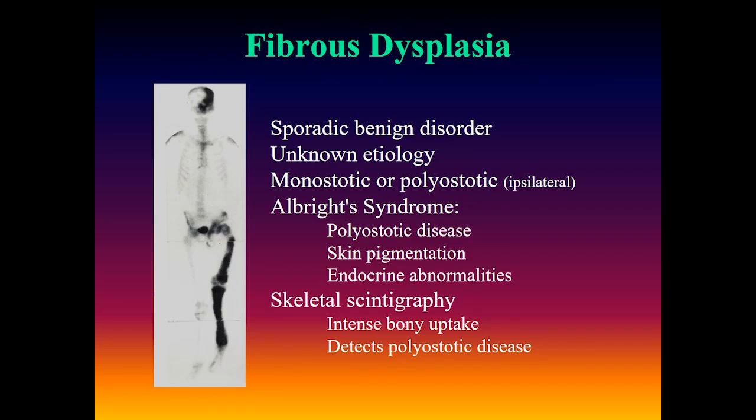Fibrous dysplasia is a sporadic, benign disorder of unknown etiology. It can be monostotic or polyostotic, and when it's polyostotic, as this case illustrates, it's typically ipsilateral. Albright syndrome is characterized by polyostotic fibrous dysplasia, skin pigmentation, and endocrine abnormalities. Skeletal scintigraphy is characterized by intense bony uptake in the affected bones, and the value of the bone scan is to detect the extent of disease.